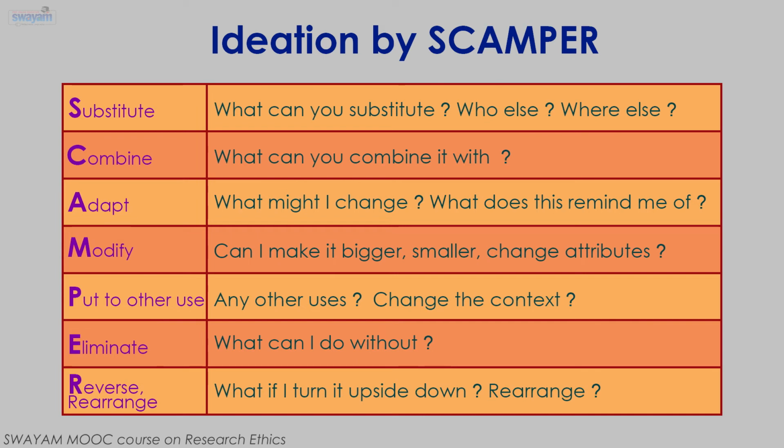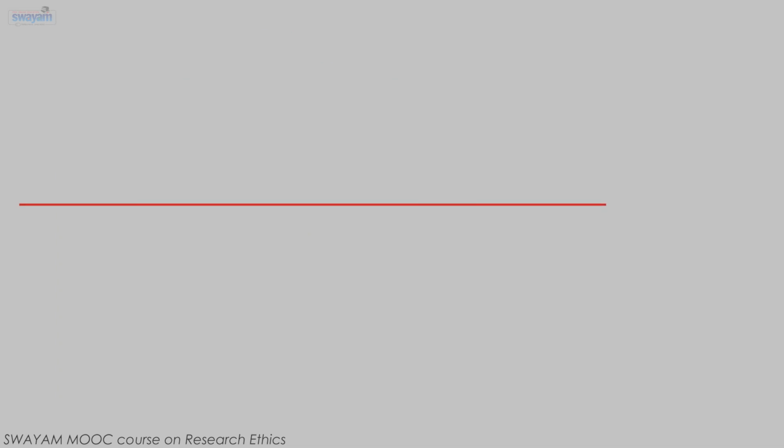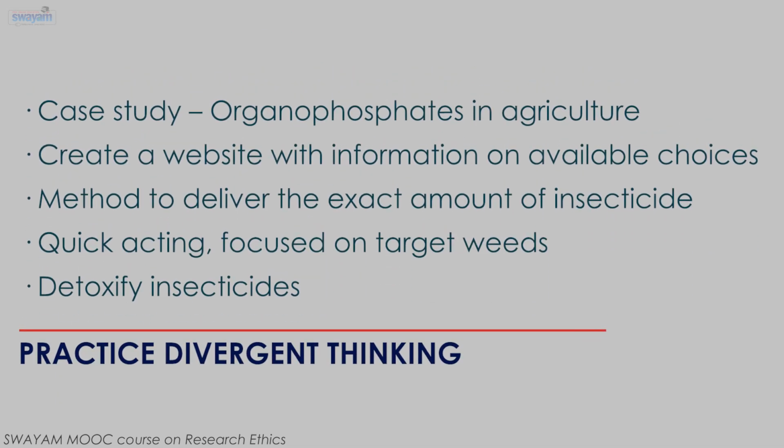Can I rearrange it? Most of us would have used these techniques when we have to look for alternatives in a research methodology. Very often when we have a difficult methodology, we have to look for indigenous products or substitutes, or break it into different pieces and see how we can solve this. So use these techniques to practice divergent thinking to make the longest list of ideas.